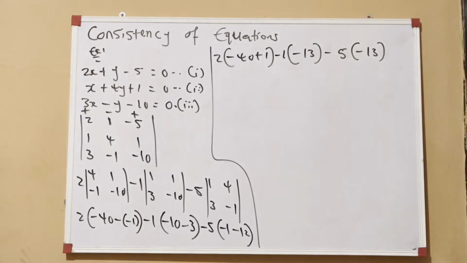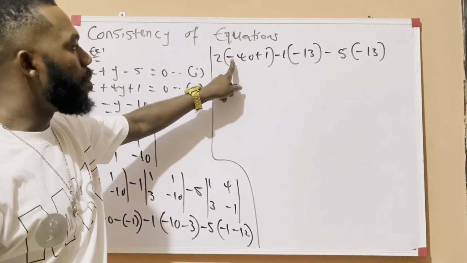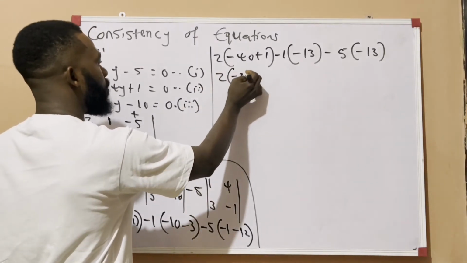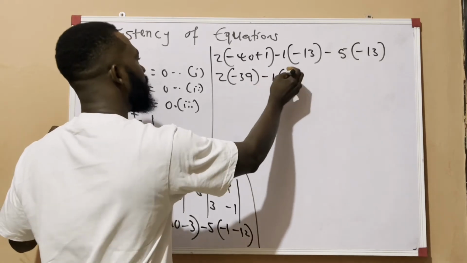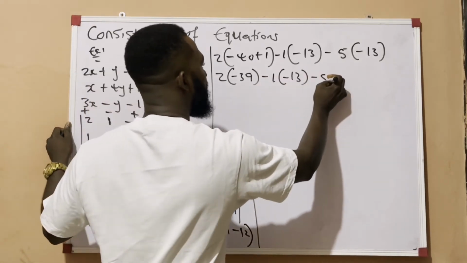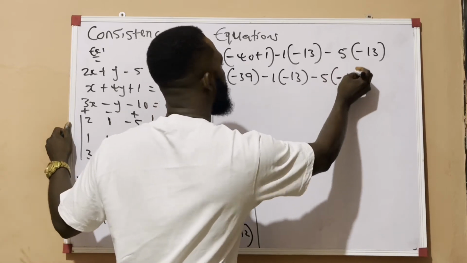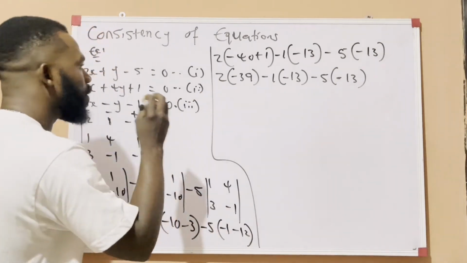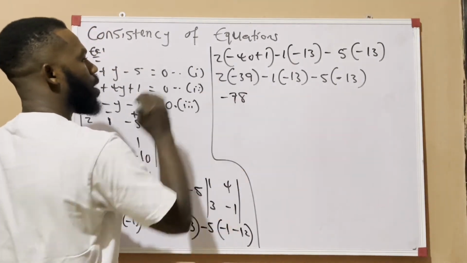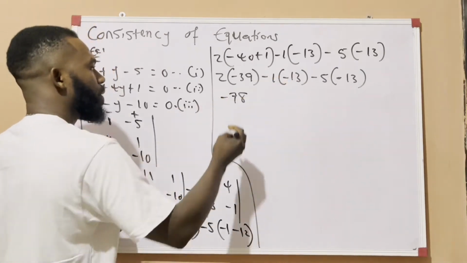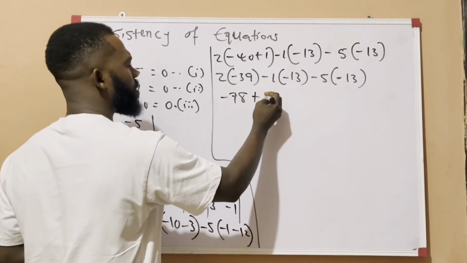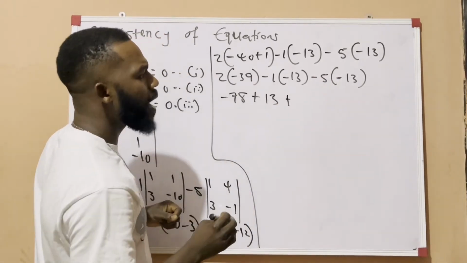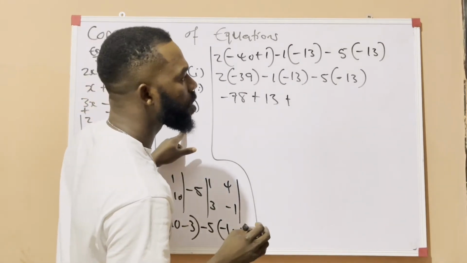Alright, good. So let us work with 1 inside the brackets now. Minus 40 plus 1 gives us minus 39. 2 into the bracket of minus 39. Minus 1 into the bracket of minus 13. Minus 5 into the bracket of also minus 13. And of course, 2 times minus 13 now will give us minus 78. Alright, now minus times minus gives us plus, 1 times 13 gives us 13, minus times minus gives us plus, and 5 times 13 gives us 65.